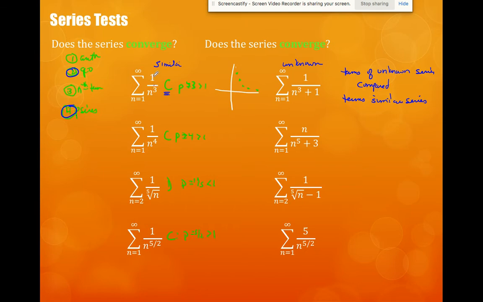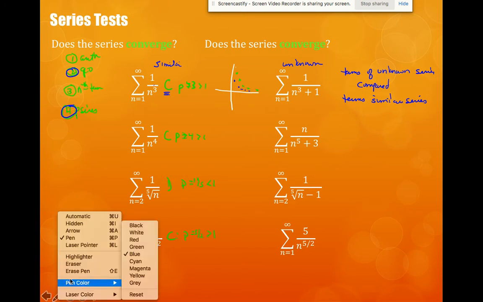So think about this. 1 over 1 cubed, 1 over 8, which is 2 cubed, 1 over 27, which is 3 cubed. Isn't it true that the terms of the green series are bigger than the terms of the unknown series? 1 over, this would be 2 cubed plus 1, 1 over, not 8, but 9. Isn't 1/9 smaller than 1/8?